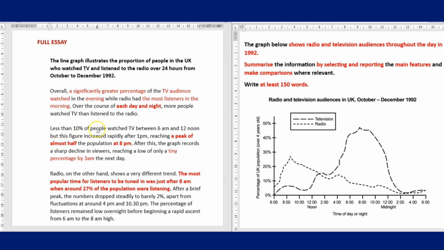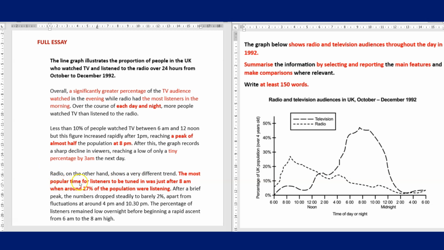Less than 10% of people watch TV between 6 a.m. and 12 noon, but this figure increased rapidly after 1 p.m., reaching a peak of almost half of the population at 8 p.m. After this, the graph records a sharp decline in viewers, reaching a low of only a small percentage by 3 a.m. the next day. Radio, on the other hand, shows a different trend.